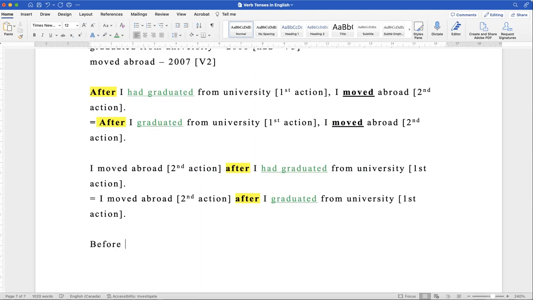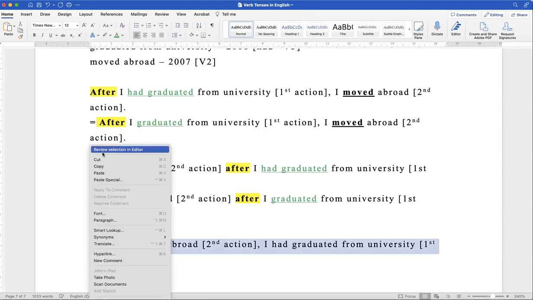So for example, before I moved abroad, I had graduated from university. So in the before part, we always use the second action. In the main clause, after the comma, outside before, we use the first action. This action happened first.